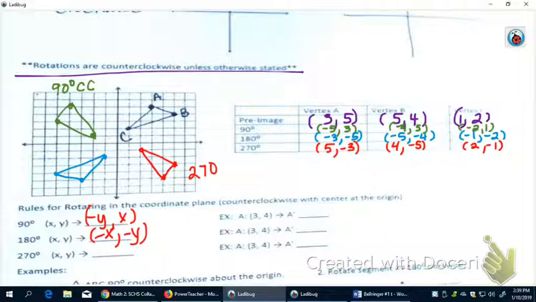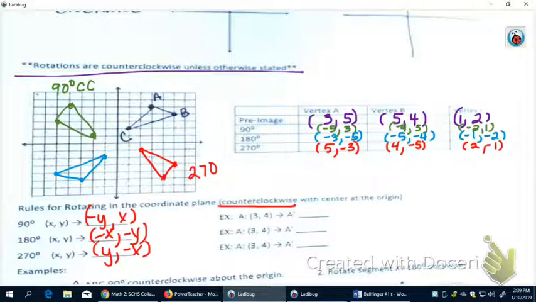Okay, so look at 270 and look at the purple and the red. Well, they flipped over again, right? And now the y-axis. And so the x is now negative, because we each flip. Okay, so the way that you write that is y, negative x. Now, these rules are only for counterclockwise. If you want to think of them for clockwise, you would have to figure out new rules.